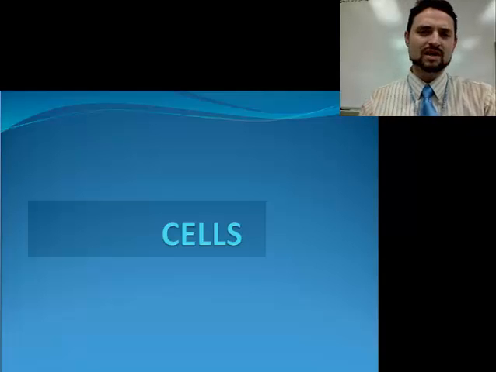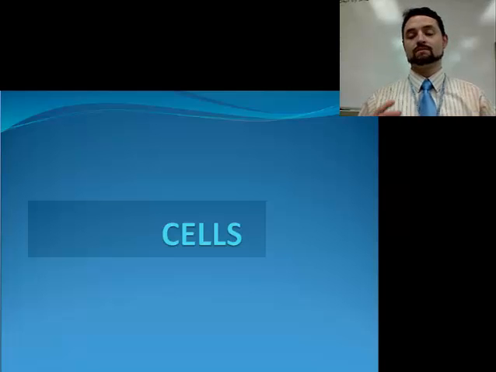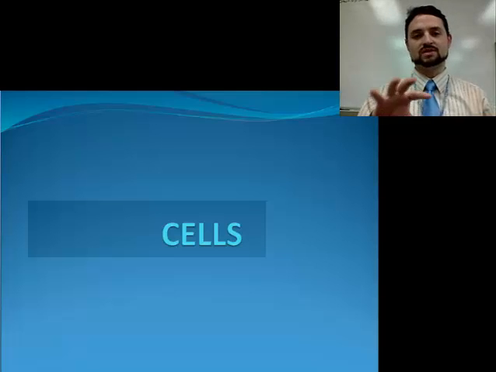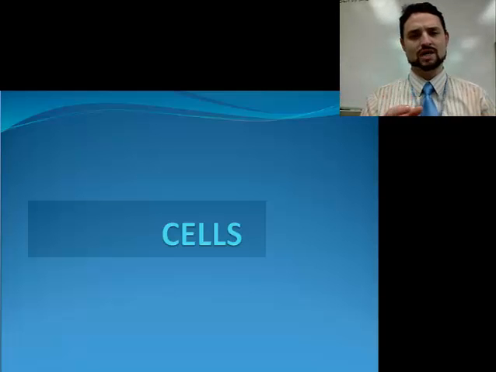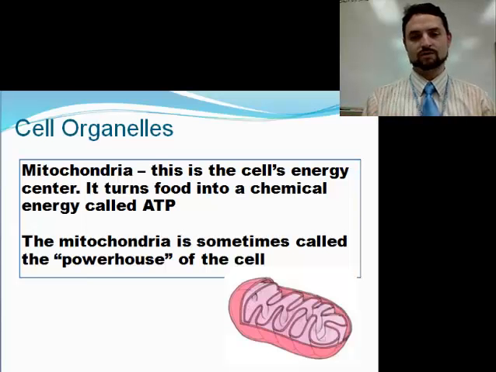So the last lecture we left off by looking at cells and the fact that those cells are made up of 5 particular things, and we talked about cell theory, and we talked about some similarities between cells, but now we're going to look at the actual organelles that make up the cell. So we first look at mitochondria.